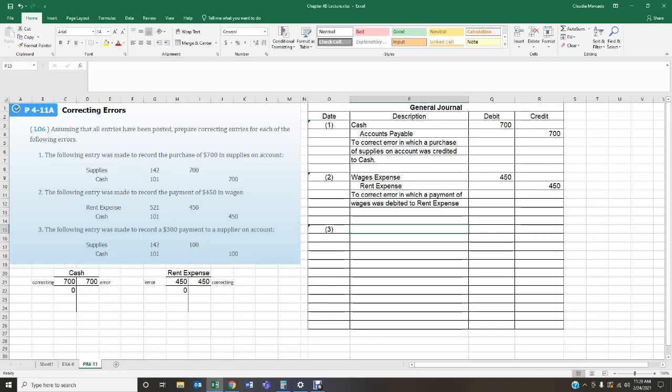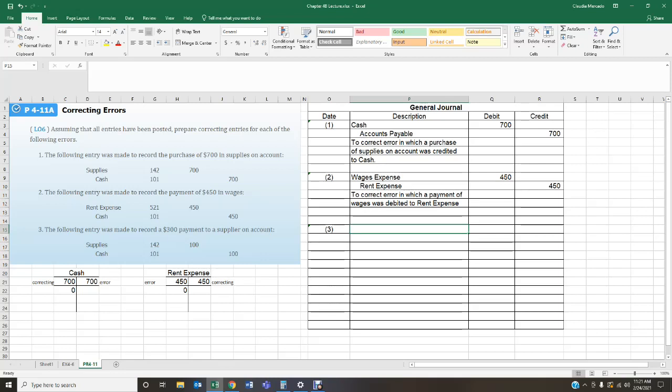I know that I'm paying cash, so cash is going to be credited because I'm going to have less cash now because I am paying my supplier. And my accounts payable is going to decrease, so I'm going to go ahead and I'm going to debit my accounts payable. So accounts payable gets debited $300. Cash gets credited $300. That is what the entry should be. You debit accounts payable $300, you credit cash $300.